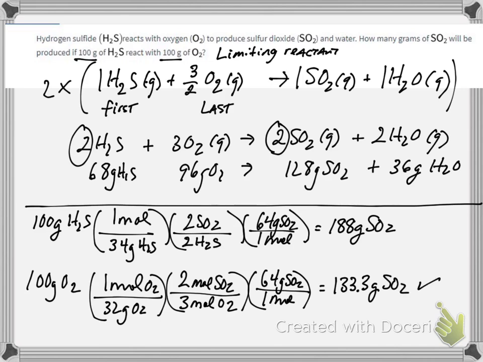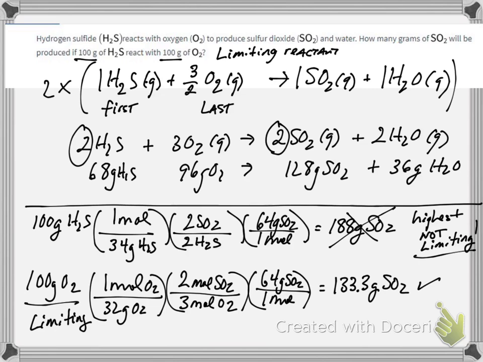So this is the smallest amount. That means O2 is limiting. It means H2S is in excess because it makes too much, or more than O2 does. And so we've now determined that the limiting reactant is oxygen, and the maximum SO2 we can make is 133.3 grams. So remember, using the formula this way helps you organize the calculation once the reaction is balanced.